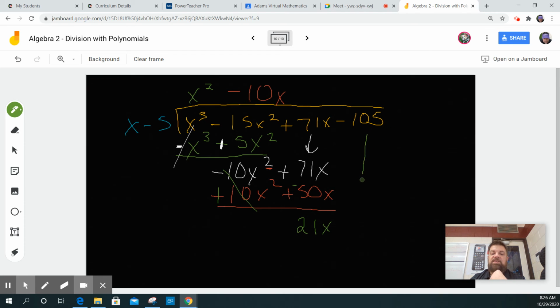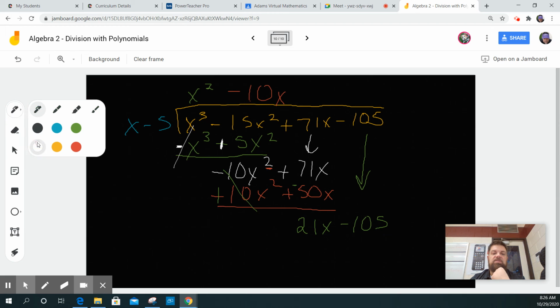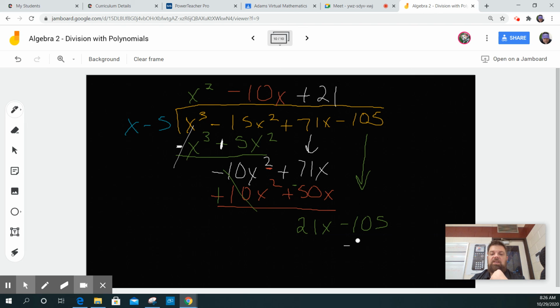I'm going to drop this down. Minus 105. Again, I think to myself, what do I multiply this by to get this? Well, this one's pretty easy. I'm just going to multiply this by 21, a positive 21. And then I push it through. So then 21 times 5 is actually a negative 105. And then 21 times x is just 21x.